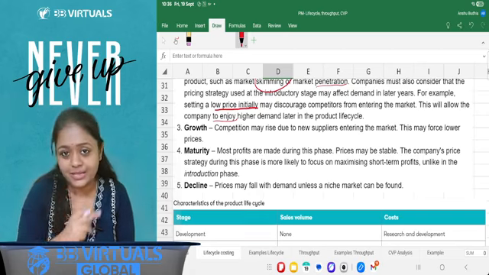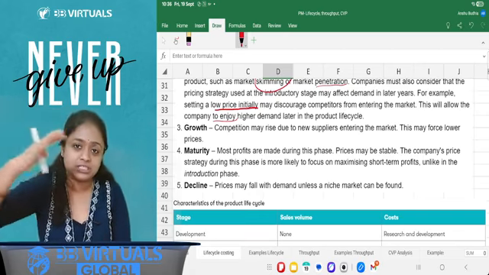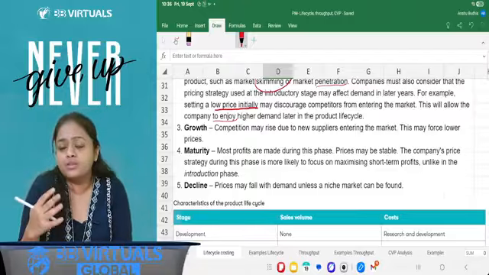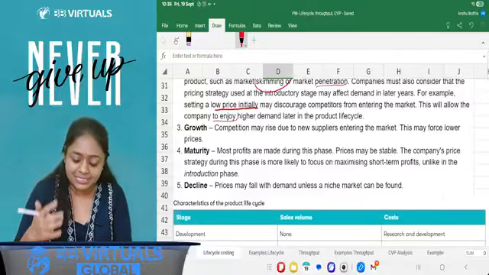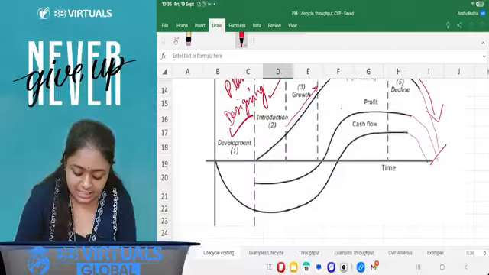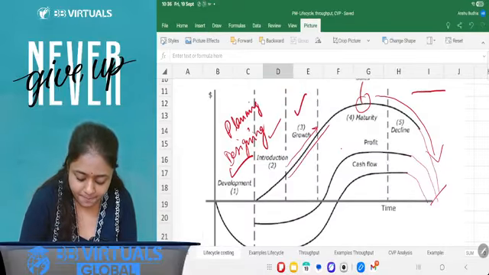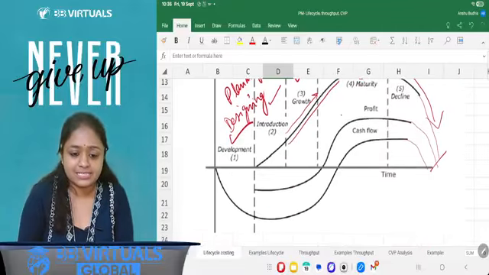Now, growth phase. Growth phase is when the introduction phase is over. Now the product sales are growing. Though they have not reached the maximum levels, they're still going up. So we are in this phase where the sales are steadily going up. Okay, this is the growth phase.